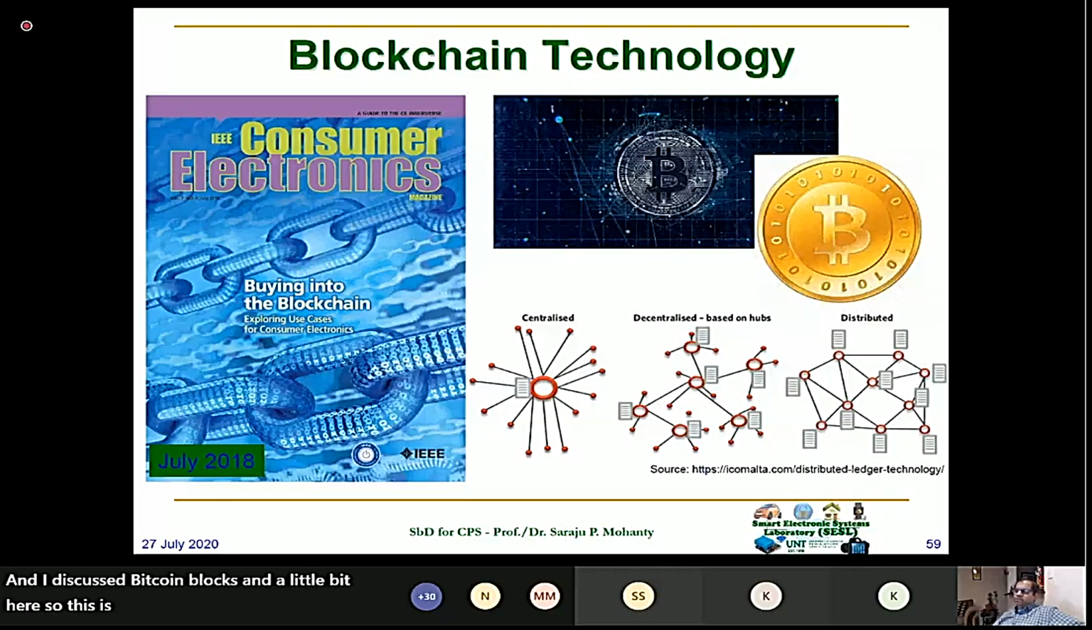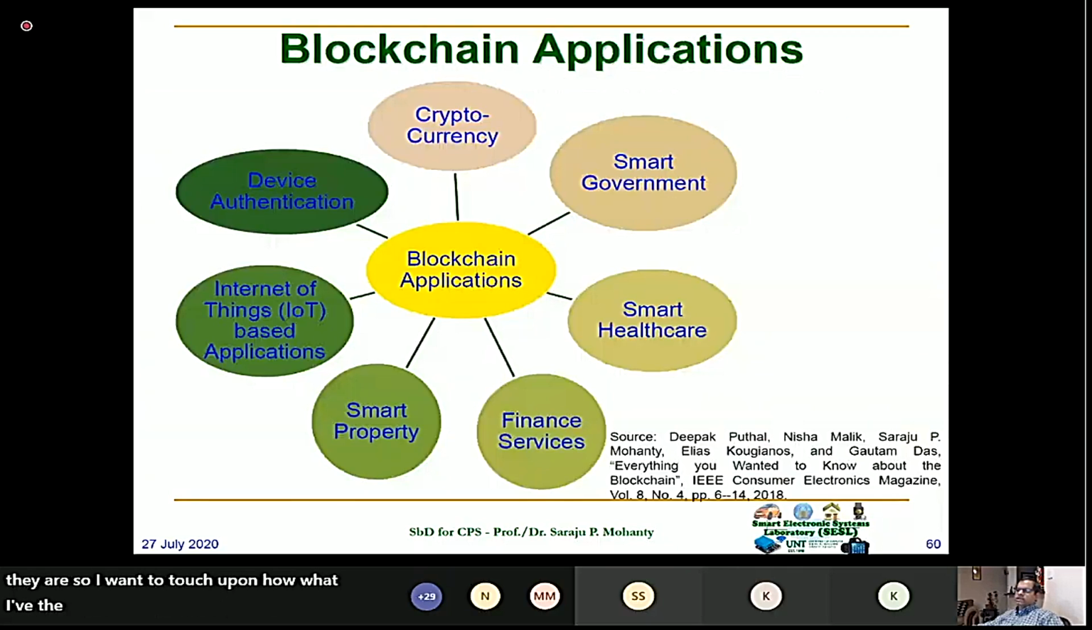So this is a component that is essentially being explored to be integrated anywhere, any CPS that we can talk about. And it is distributed, decentralized, those aspects are there. So I want to touch upon what problems it can have. And as I said, it is being explored to use in almost everything.